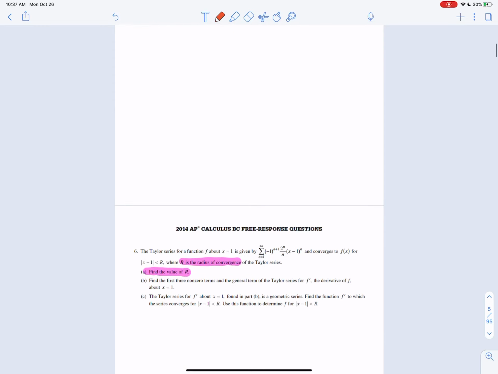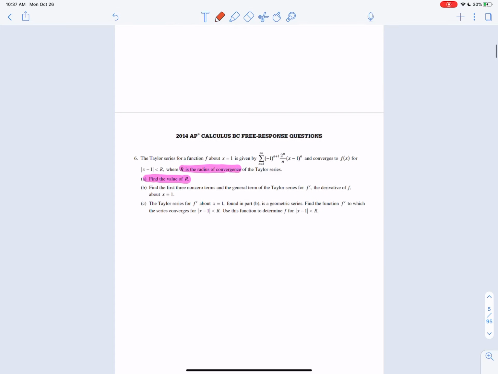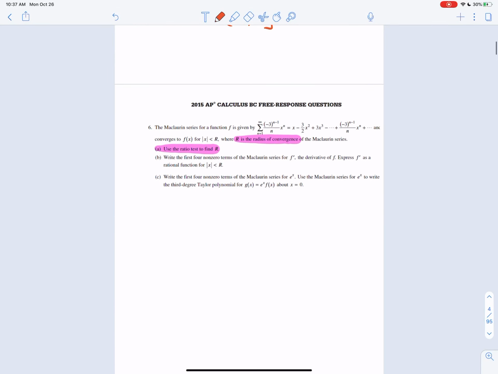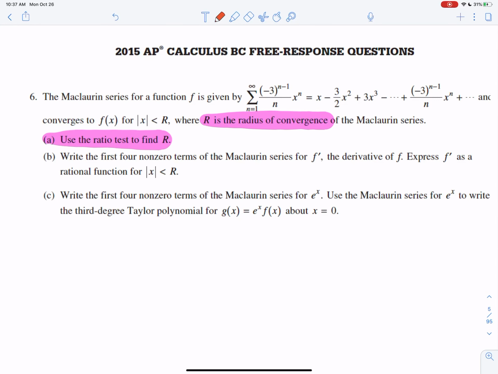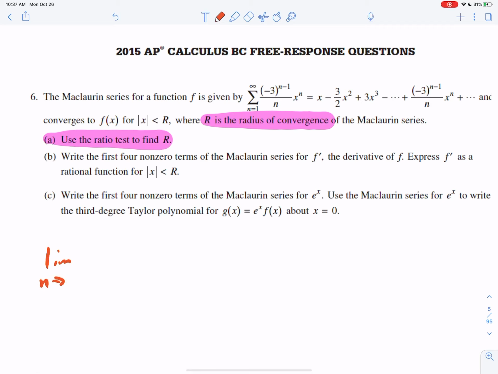Let's do 2015 now, okay? So in 2015, they specifically tell you to use the ratio test to find R. And R is the radius of convergence. So they're asking us to just find the radius of convergence. It's a little bit shorter. Okay? So if you remember the ratio test, we take the limit as n goes to infinity of the absolute value. Okay? I can't stress that enough. A lot of people forget the absolute value.